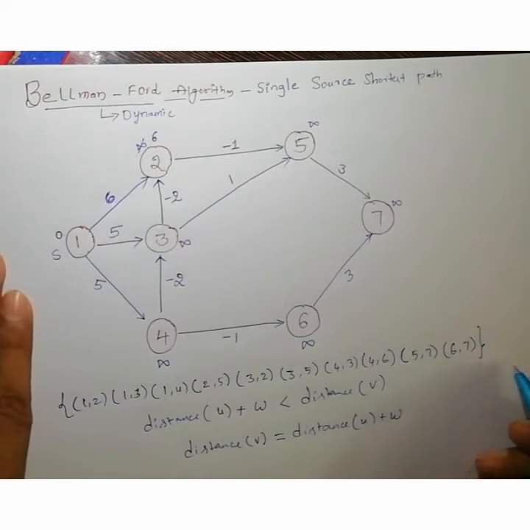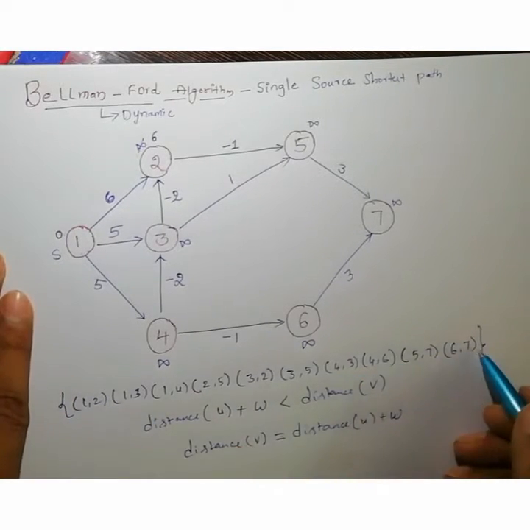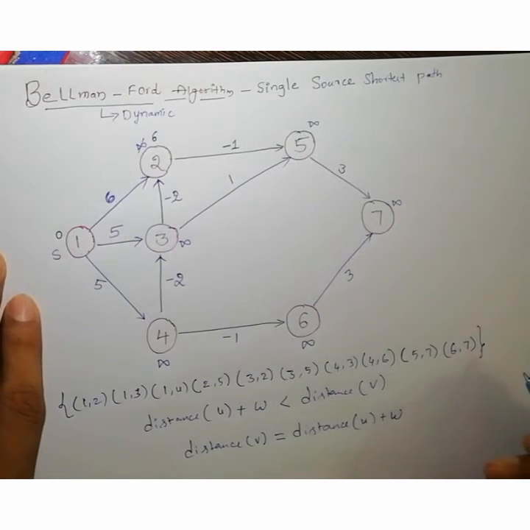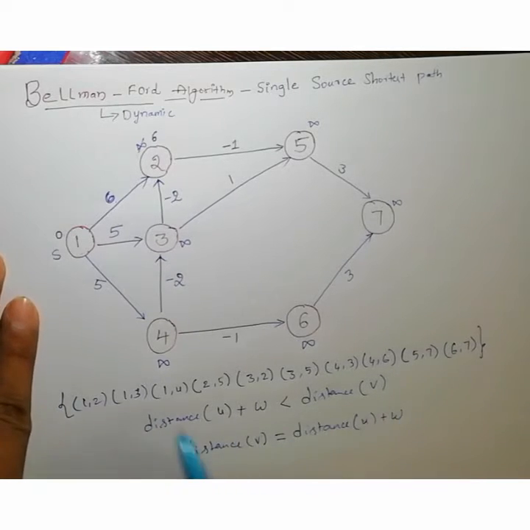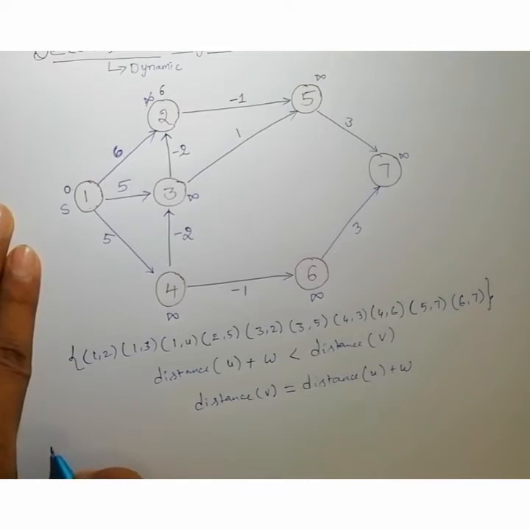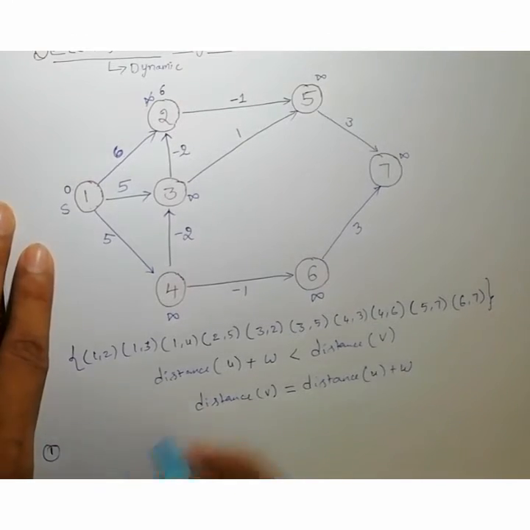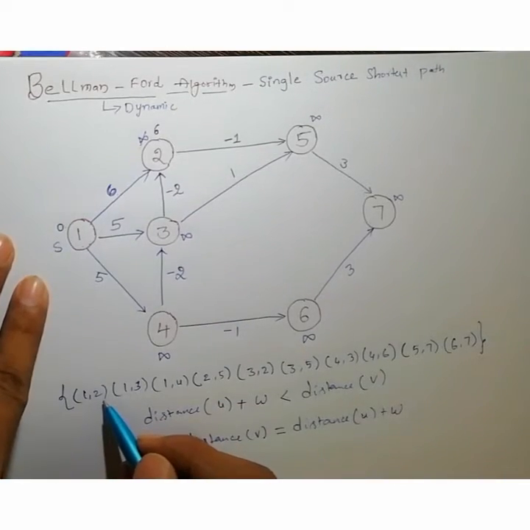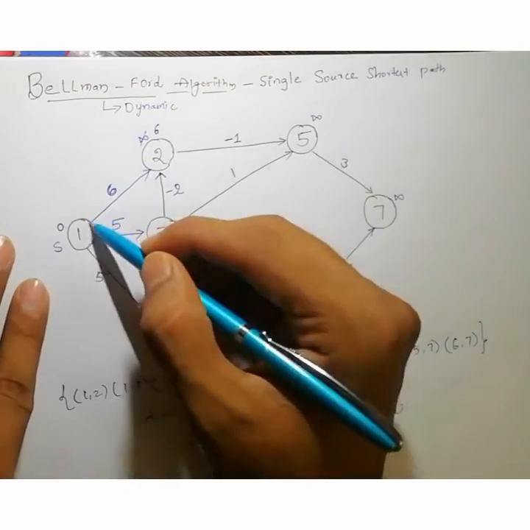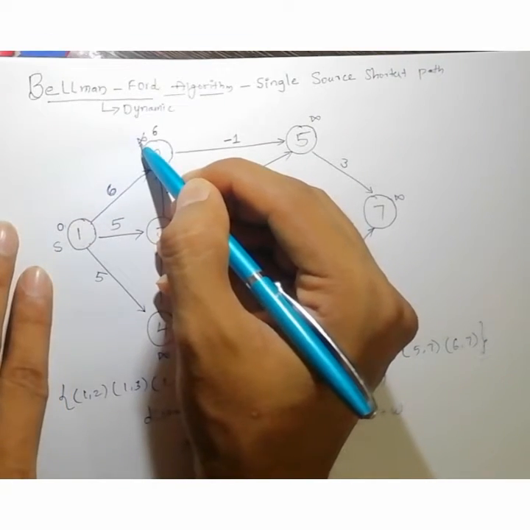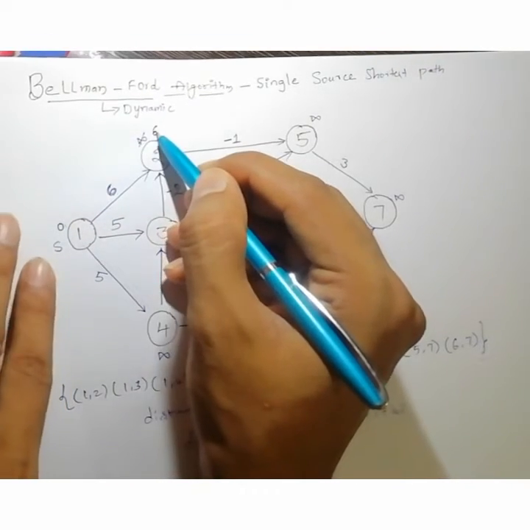And how many times will I keep checking this? n-1 times. That is the dynamic programming approach. So now we will see the first time, that means the first iteration. What will happen? First check the first edge, that is 1 and 2. Just check: is 0 plus 6 less than infinity? Yes. If yes, it is updated to 6.